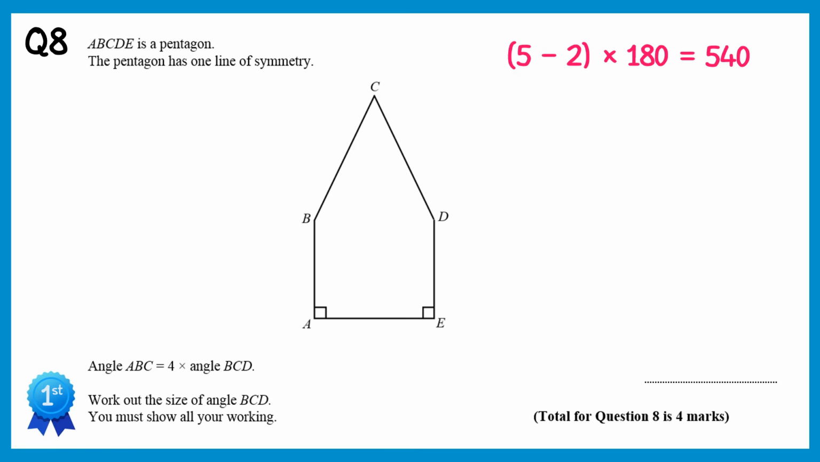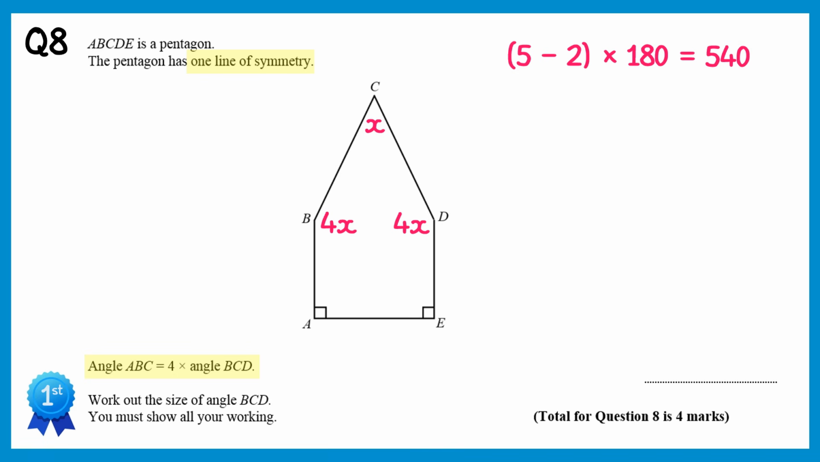Now we're told in the question that angle ABC is 4 times angle BCD. So if we call angle BCD x, then angle ABC is 4 times that, so 4x. We're also told in the question that this pentagon has one line of symmetry, so that would be down the middle here. This would mean that angle CDE is also 4x.